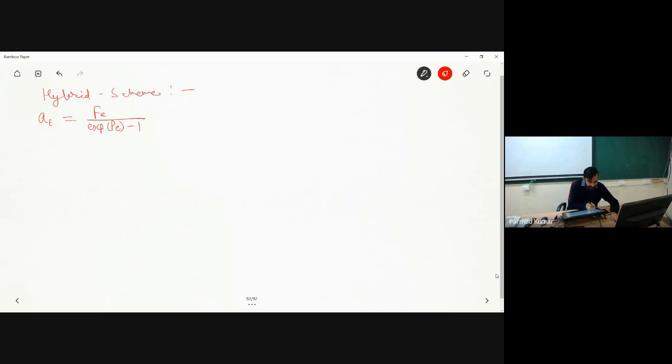Now let me non-dimensionalize this AE, so let me write AE divided by DE. If I write AE by DE, in the numerator I will be getting FE by DE. So what is FE by DE? FE by DE is nothing but our Peclet number. So I will be getting AE by DE as nothing but Peclet number divided by exponential of Peclet number minus 1.